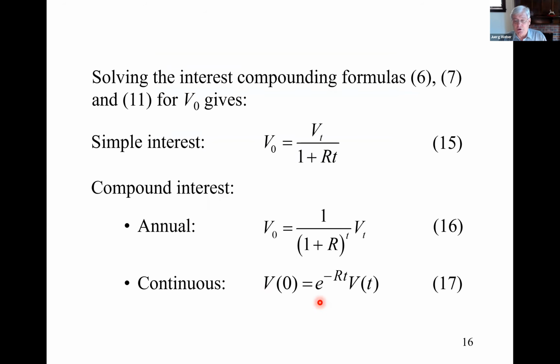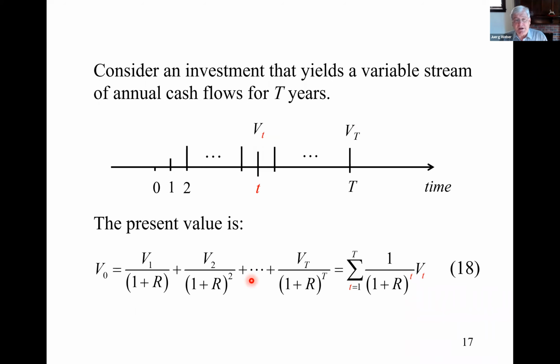So V0 is equal to Vt divided by e to the Rt, and I don't write it divided by, I'm using here a negative power. So we are given the future value here, and we solve for the present value. Now this was a very simple example.